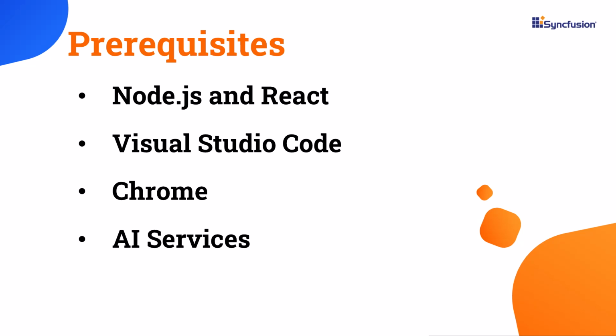Before proceeding, make sure you have installed the latest versions of Node.js and React. I'll edit my code using Visual Studio Code and show the output in the Chrome browser. Additionally, you need an AI service that offers an API for communication, such as OpenAI, Microsoft Azure AI, or Google Cloud AI. Let's start the application creation process.